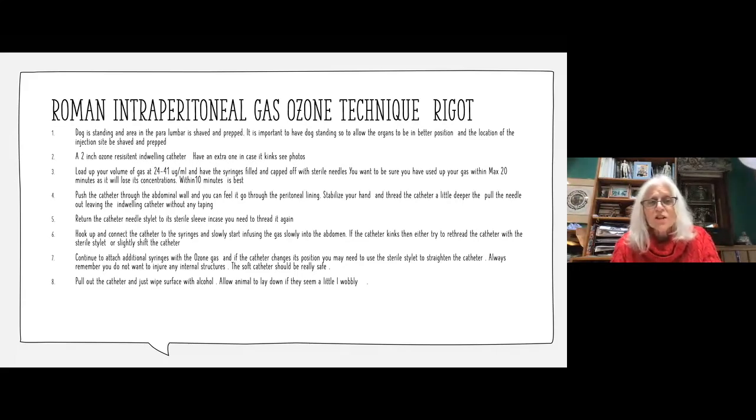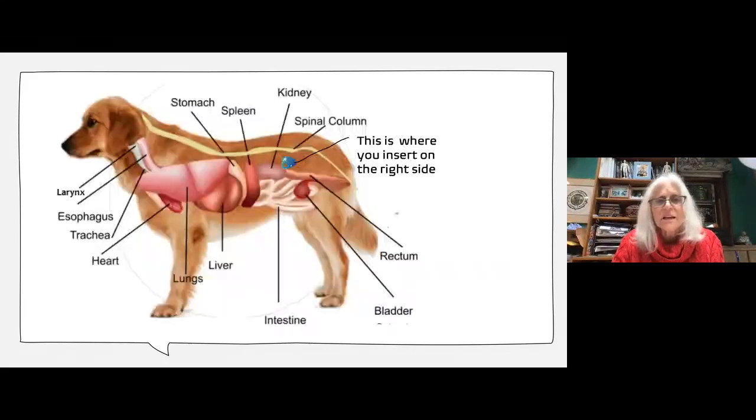You continue with the additional syringes of ozone gas, and if the catheter changes position, you may need to use another stylet to straighten it out. Always remember that you do not want to injure any internal structures. If you have ultrasound, somebody has to hold it, because you need two hands to do this procedure. If you put the animal on its side, the belly lays flat and I think you have a chance of possibly injuring something. Pull out the catheter, wipe the surface with alcohol, and allow the animal to sit still. So that's the technique.